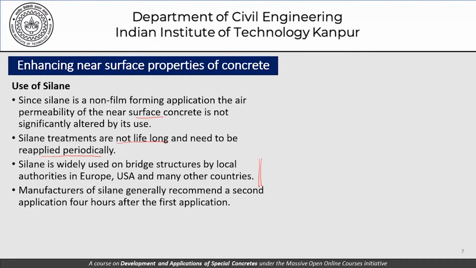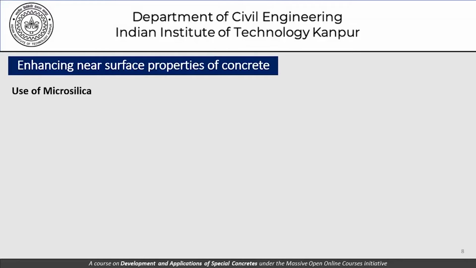Manufacturers of silane generally recommend a second application 4 hours after the first application. So what's being suggested is that a coat is applied and then a second coat is applied after whatever absorption or something that has to occur in the initial period. Then you apply a second coat just to be sure that you have been able to accomplish the purpose that you want. The other option that we have in terms of enhancing surface properties of concrete is the use of microsilica. Now, of course, microsilica is not an application from the surface.